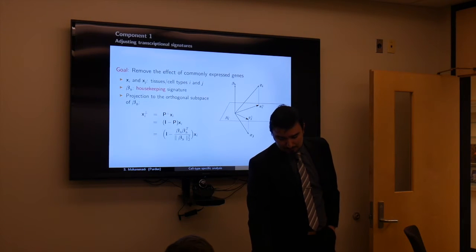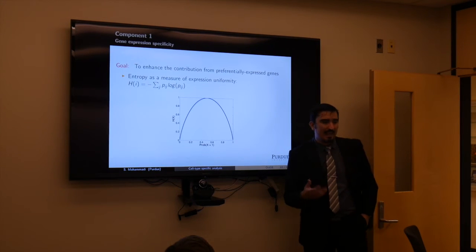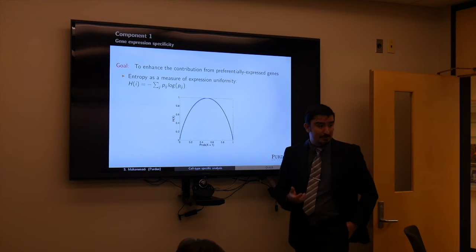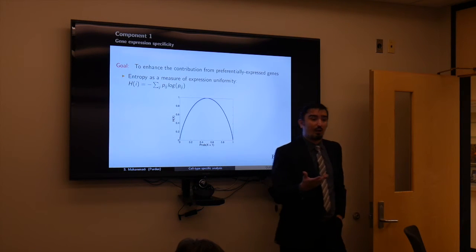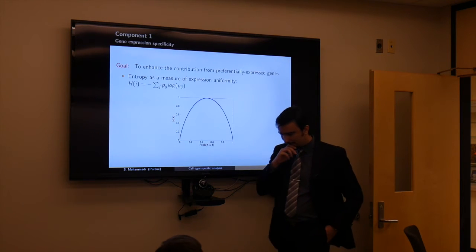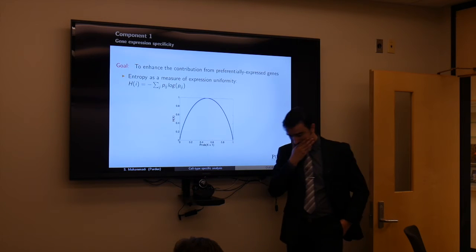So we talked about the first portion of it. The second portion is how we enhance or boost the signal coming from the cell type specific genes, and we don't have any knowledge of which genes are actually cell type specific. So we need a method that tells us how cell type specific one gene is.